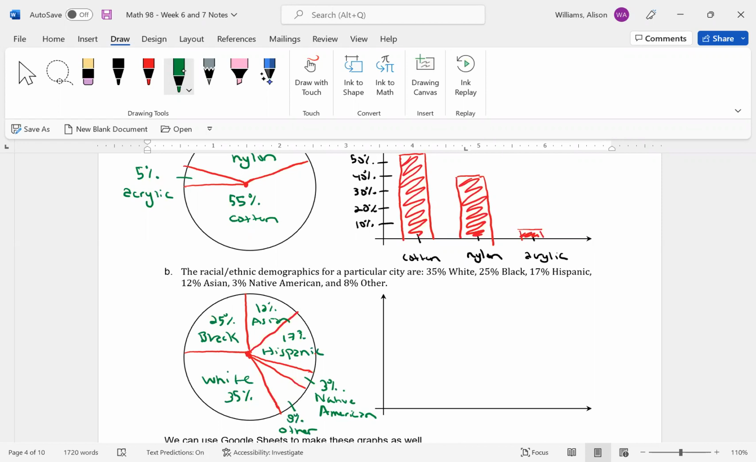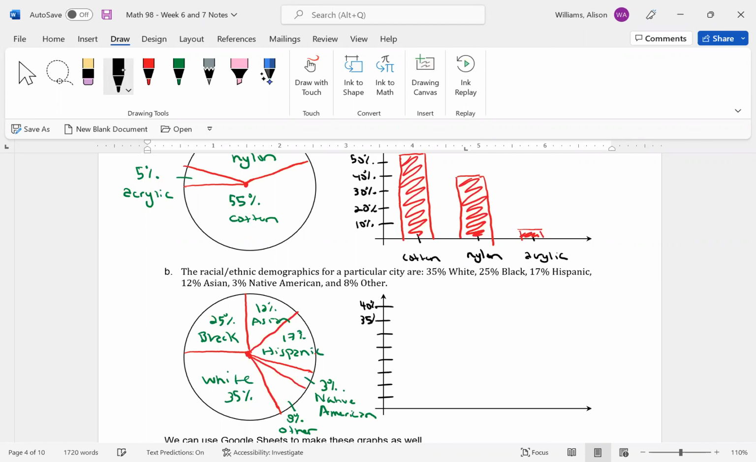Okay, now for the bar graph, it's a little bit easier if we just do like I did before and use little tick marks. This time I'm going to go by fives because 35% is the biggest. So 5, 10, 15, 20, 25, 30. I need to go up to 35. Wow. 5, 10, 15, 20, 25, 30, 35, 40. There we go.